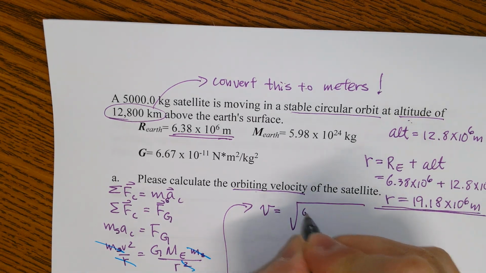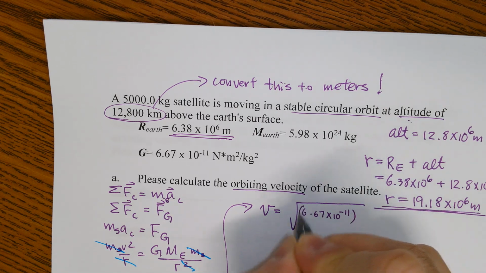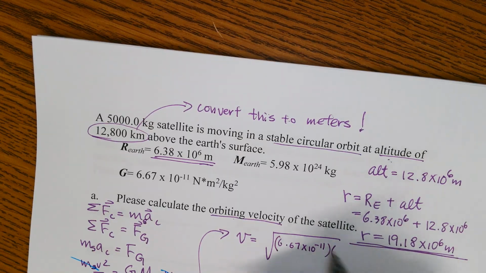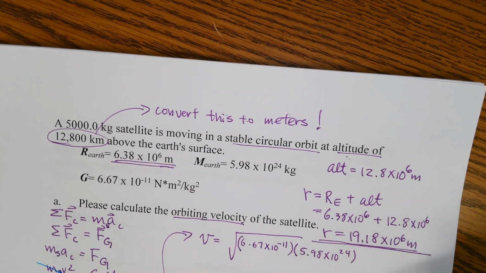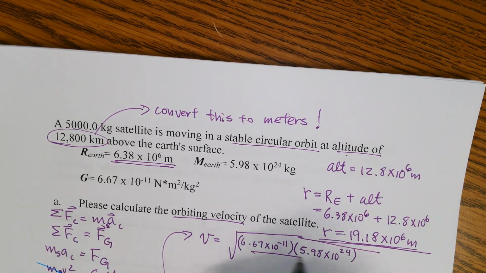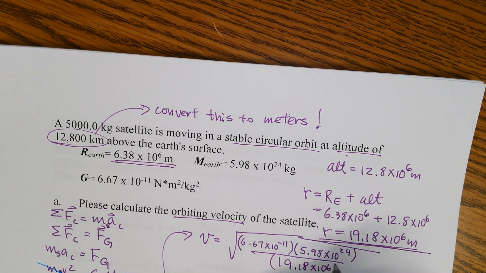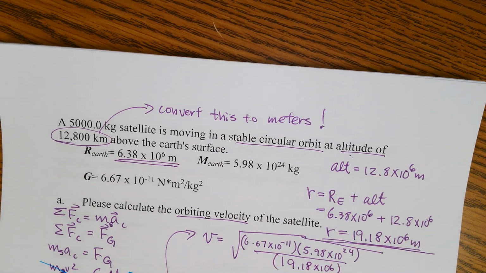So I have 6.67 times 10 to the negative 11th times the mass of the Earth, which is given to us as 5.98 times 10 to the 24th. And we could use 6.9, it's close enough, right? Divide that by 19.18 times 10 to the 6. Whole thing square rooted, of course.